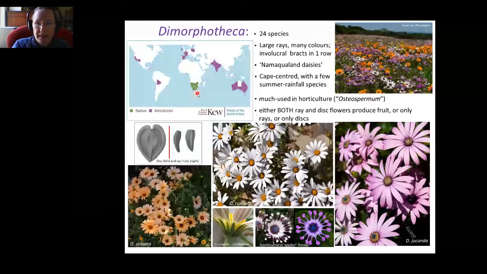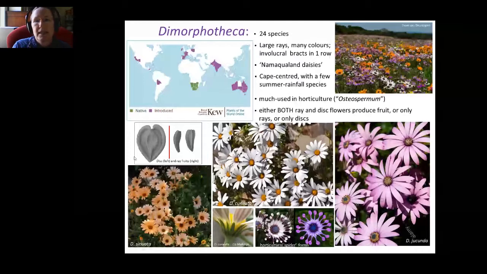In Dimorphotheca, either both the ray and the disc flowers produce fruit. So here's a disc flower, and these are ray flowers. So there's species where both rays and discs produce fruit, or these species where only the rays produce fruit, and then they take on various forms, three-angled forms like this. Or uniquely in the Calenduleae, in some species, only the disc flowers produce fruit and the ray flowers don't produce any.